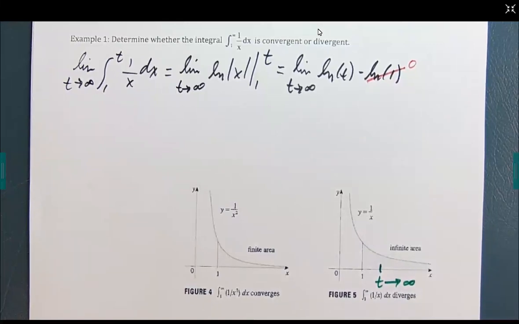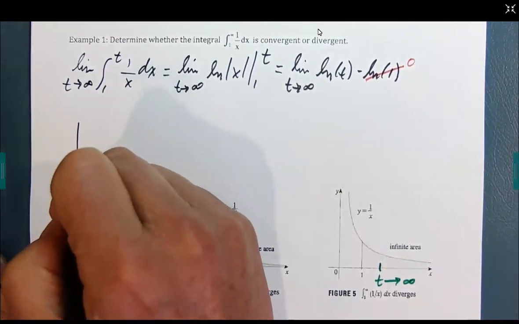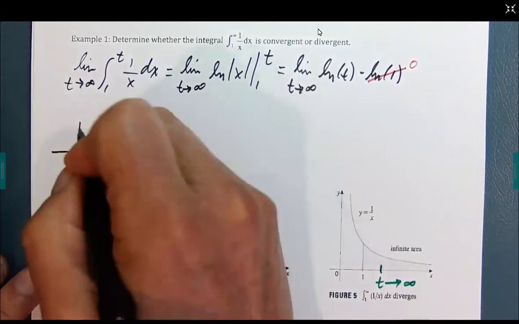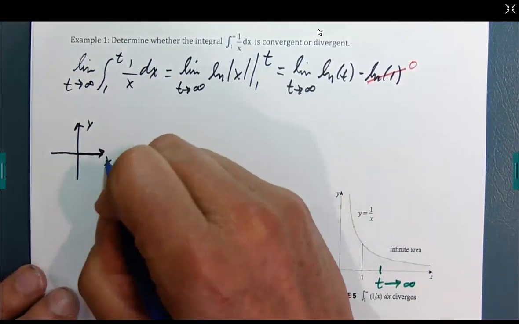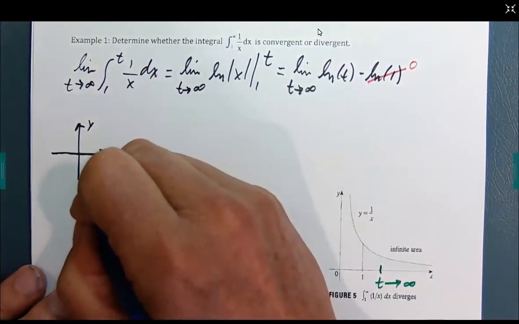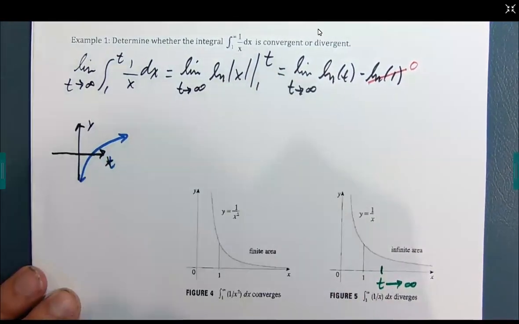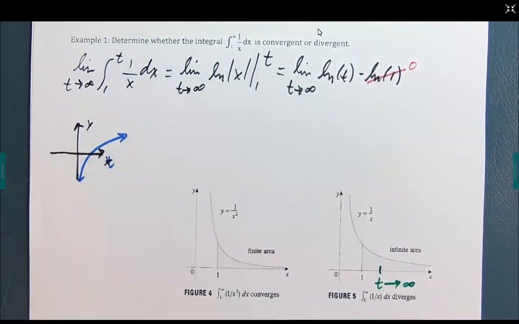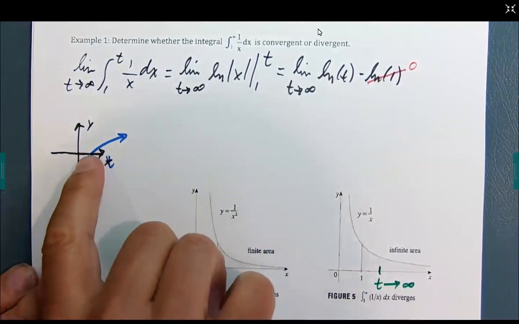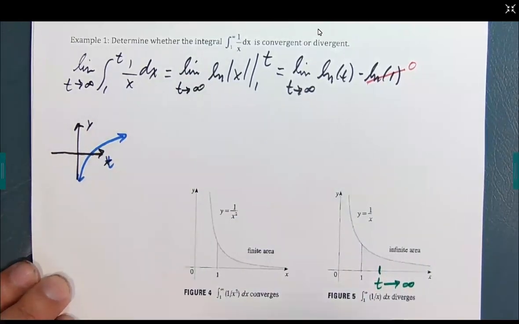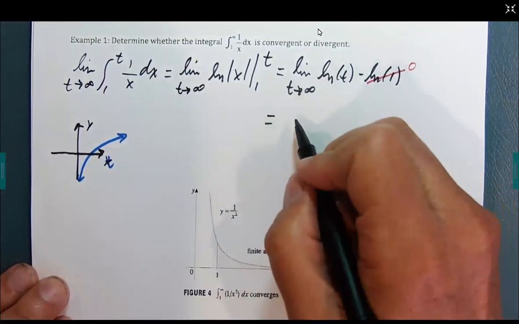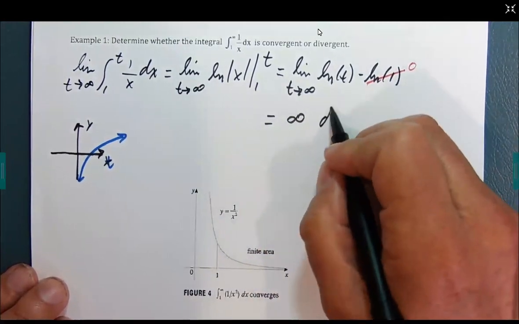So let's take ln of t for a second and what that graph is going to look like. Well, if I sneak off to the side here and recall what ln of t looks like, I guess this would be t, not x. It looks something like this. As I approach 0, it goes down to negative infinity, but as I approach infinity, y is going off to positive infinity. So this whole integral is going off to infinity. So we would call this divergent.